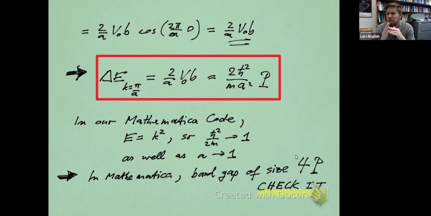We also saw that the band gap was proportional to this barrier strength P. As I increased it, I opened up the band gap. And it seemed fairly linear, so that makes sense. But we still have to check whether that is really a four. So that's a nice result that we can now go back and verify numerically. Check it. It's an exercise for you.